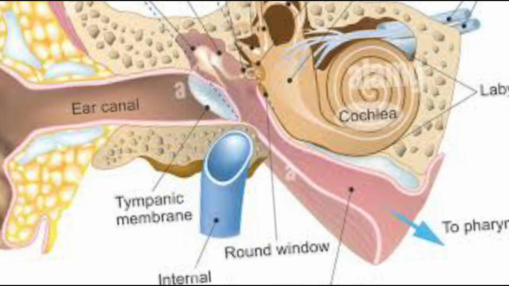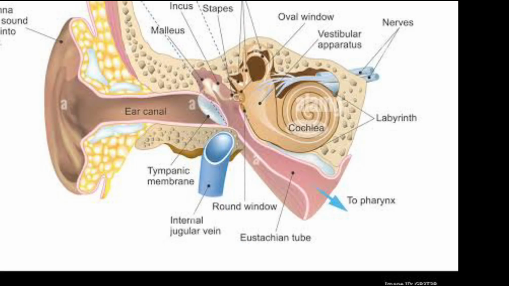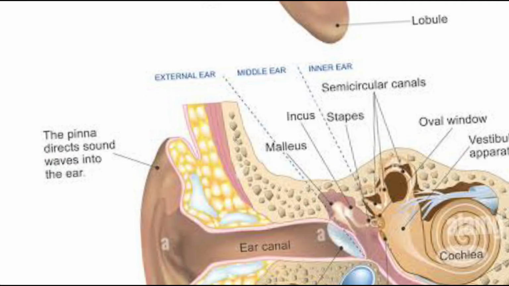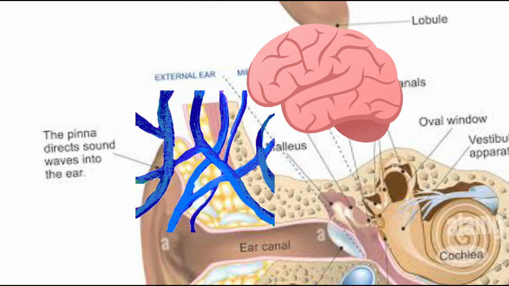The inner ear is responsible for converting mechanical energy into neural signals and maintaining balance. The cochlea is a spiral shaped fluid filled structure containing sensory cells called hair cells, and these hair cells detect sound vibrations and convert them into electrical signals and send them to the brain via the auditory nerve.